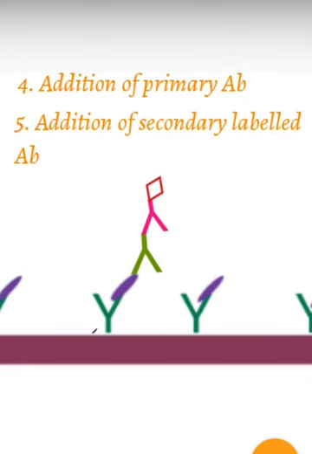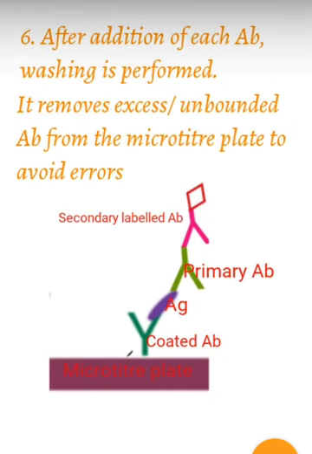The fifth step is you will add the secondary labeled antibody. That secondary labeled antibody will target the primary antibody. If the wells contain primary antibody, obviously the secondary labeled antibody will combine with it. And make sure after each and every step you perform the washing step. After addition of each antibody, a washing step will be performed, as I have already told. Why? Because it will remove the excess or unbound antibody that is present in the sample, and it will also avoid error.